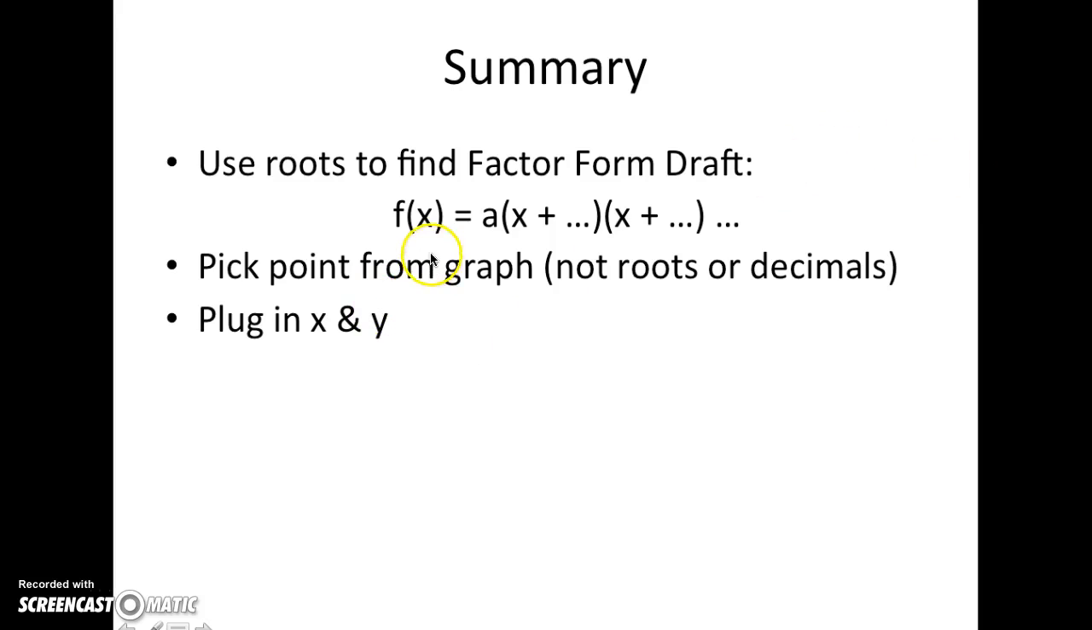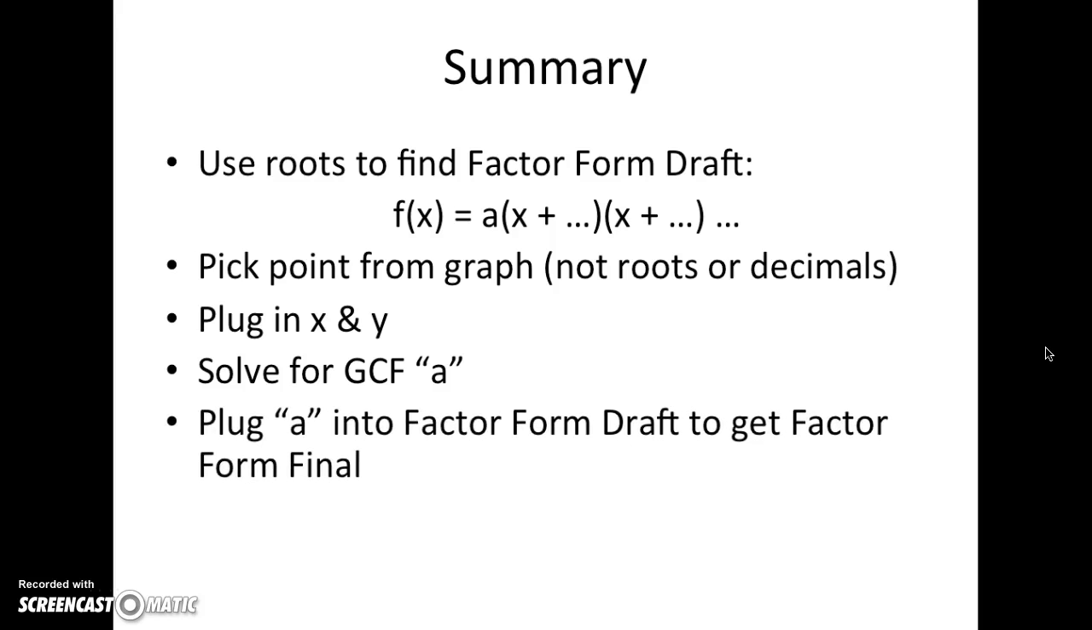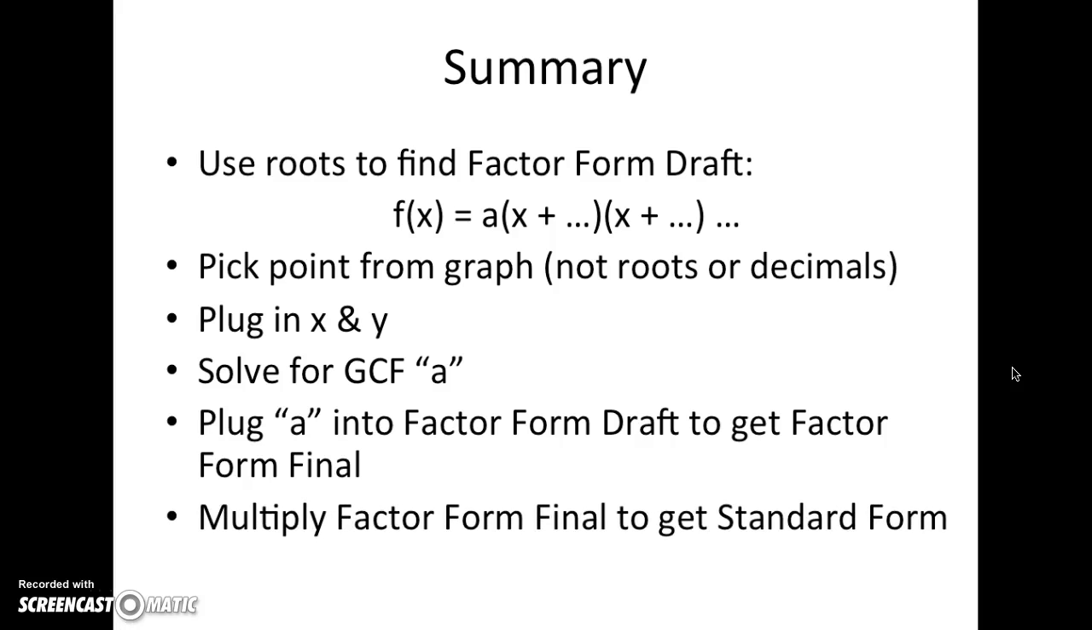One thing to remember is that when we plug in our y, we're going to replace all of f of x, because f of x is y. So we're going to replace f of x with our y coordinate and all of the x's in our factored form with the x coordinate. We solve for the greatest common factor, which is a. Once we have our value for a, we're going to plug a back into the factored form to get the final factored form. And then we multiply our factors to get the standard form equation.